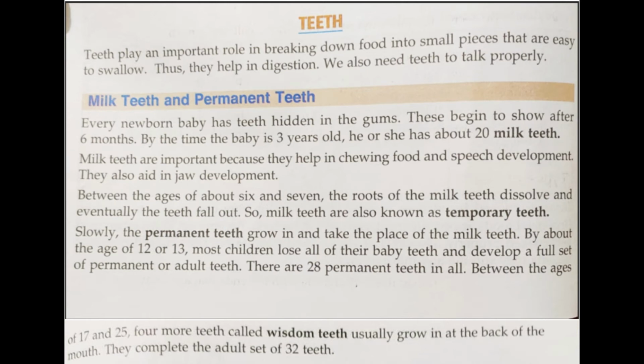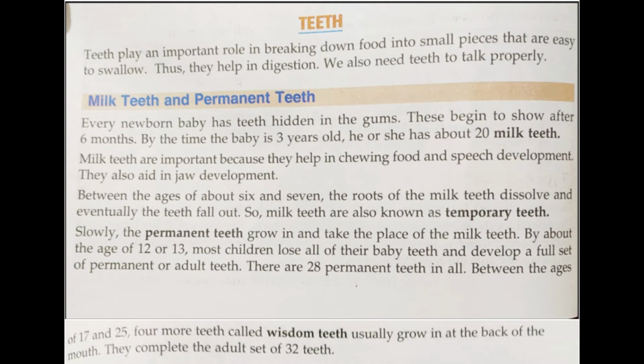Teeth. Teeth play an important role in breaking down food into small pieces that are easy to swallow. They help in digestion. Teeth also help us to talk properly. They give shape to our face. There are two types of teeth. First, milk teeth or temporary teeth, and second, permanent teeth.